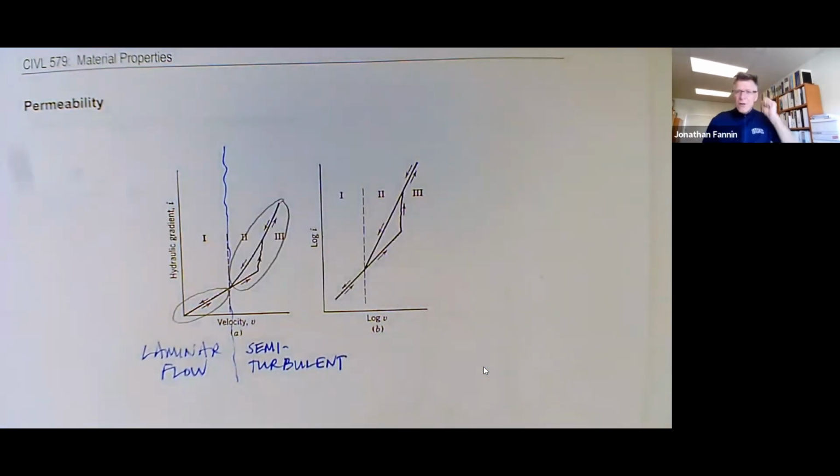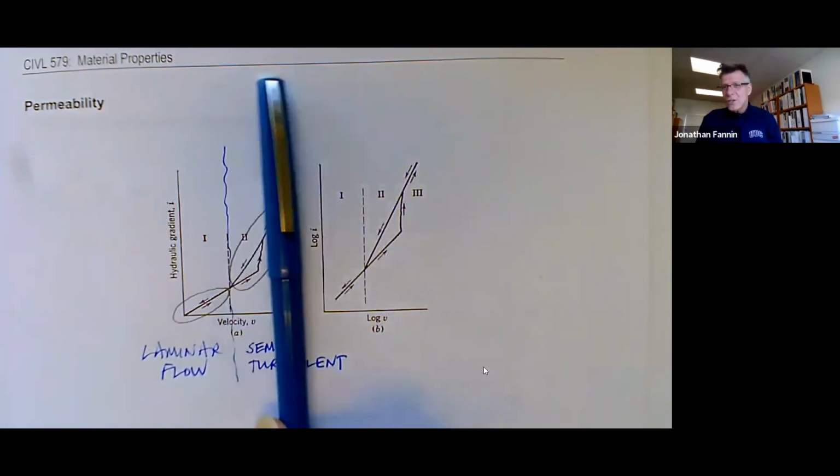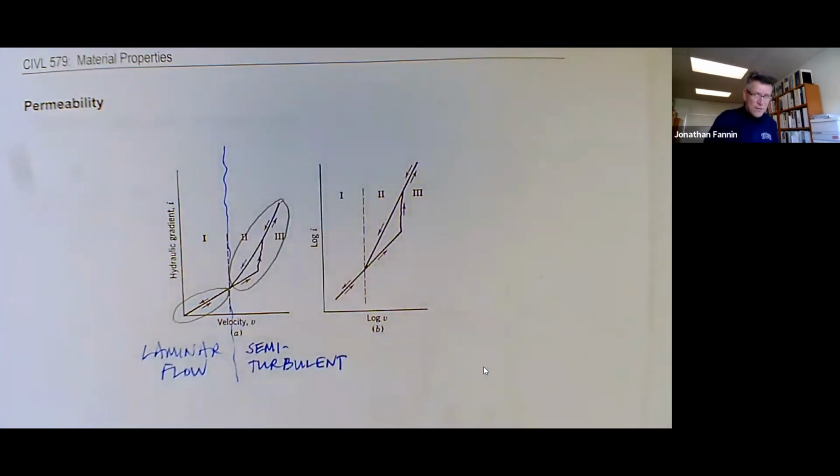So Taylor observed that, and you know what? Darcy's law is good for laminar flow. Darcy's law is not good for semi-turbulent flow, and this gets lost in modern textbooks. You'd think the whole world was laminar flow, and you'd think the whole world was Darcyan flow, and you'd think every soil, irrespective of its grain size, exhibits laminar flow and thus can be described by Darcy's empirical law, and it's not true. Okay.